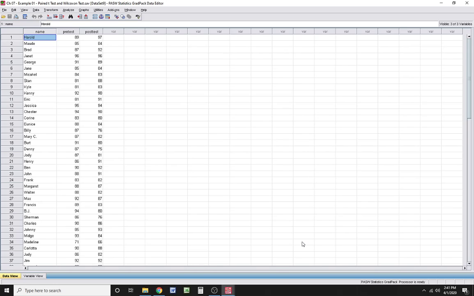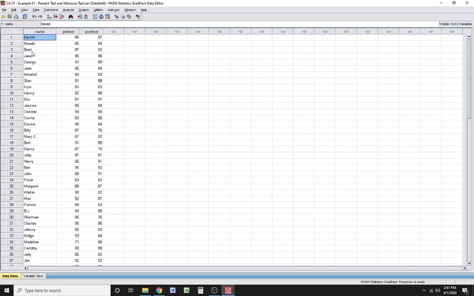So the hypotheses in this scenario: the null hypothesis would be that pet therapy has no effect on the pulse rates of stressed people, and the alternative hypothesis is that pet therapy reduces the pulse rates of stressed people. So since we have that word reduces, we're looking at a one-tailed dependent t. So I'm going to show you how to do it now.